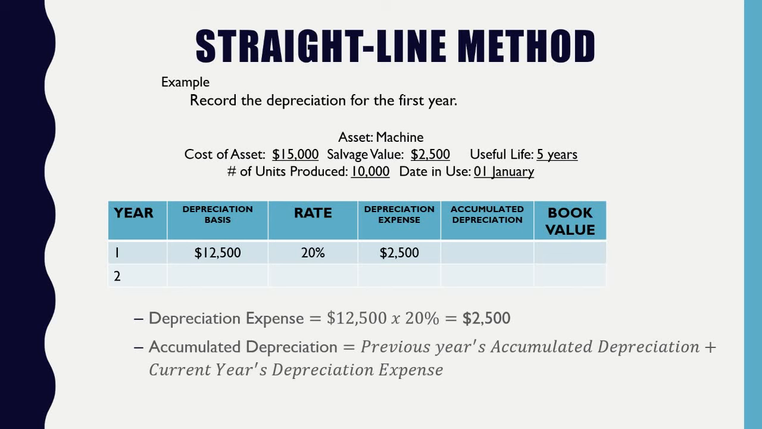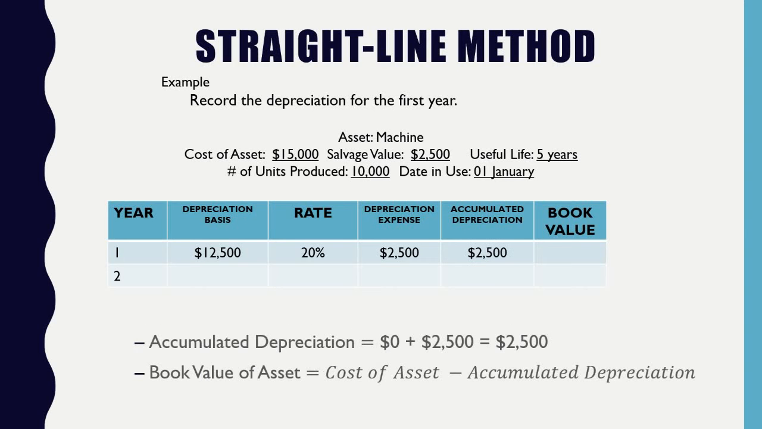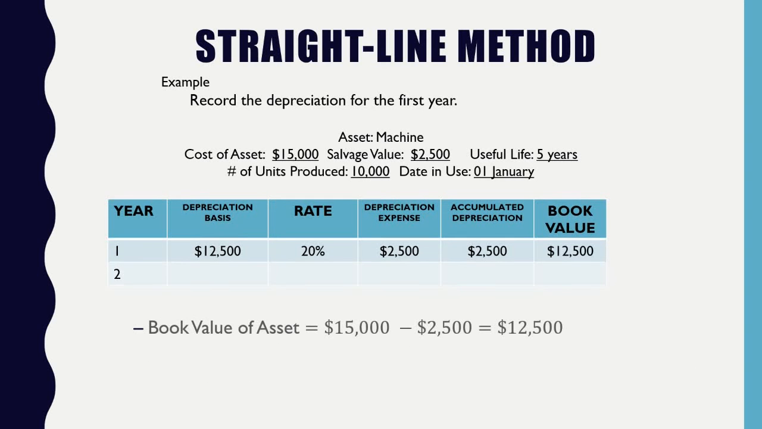What's my accumulated depreciation for year 1? It will remain the same because you just bought the machine. Good. And then last but not least, what's my book value going to be? Not 10,000. 12,500. Yes, because we already did depreciation. Okay, good. So it is 12,500 because we're taking the asset cost, not the depreciation basis. So the asset cost is 15,000 minus the 2,500. Therefore, we have 12,500.